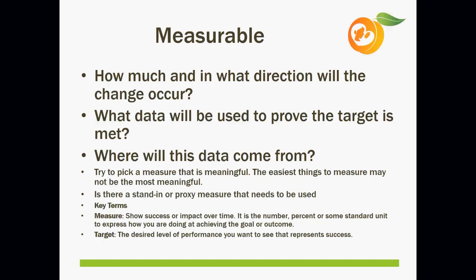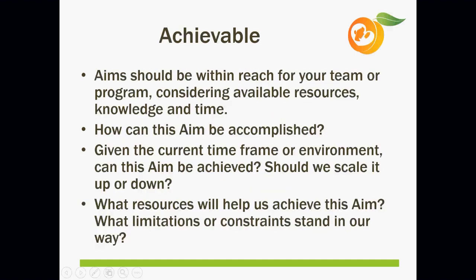So your aim should be achievable. You always should be thinking, what can be done given what I have, the available resources, the knowledge, and time. And can this aim be accomplished? How can we accomplish this? Should we scale it up? Should we scale it down? Based on what limitations or constraints we have and what we have that will help us. So it's important to think about those things while coming up with an aim.